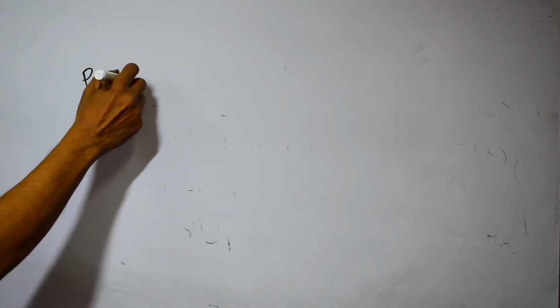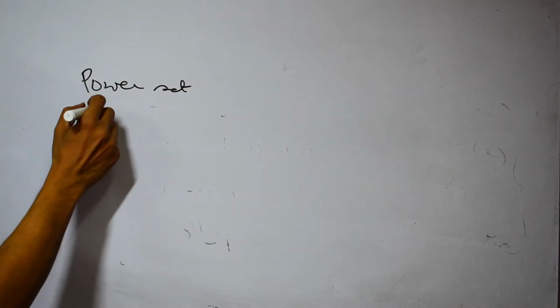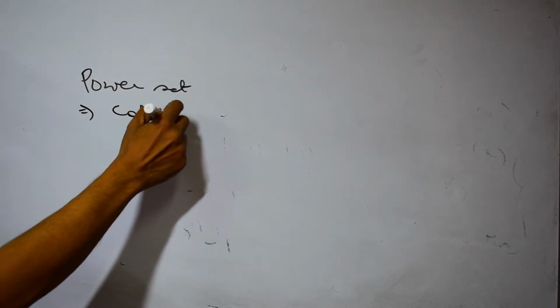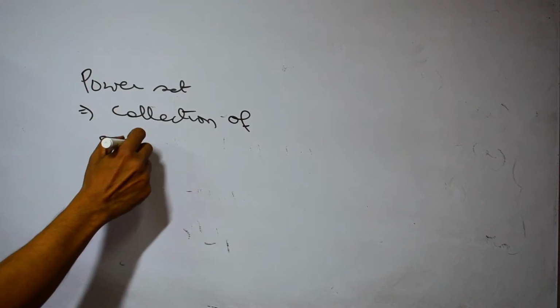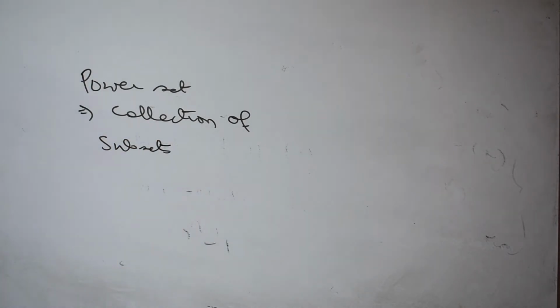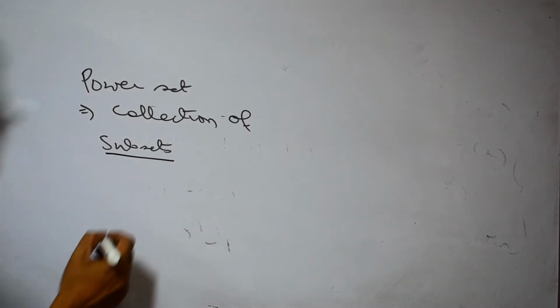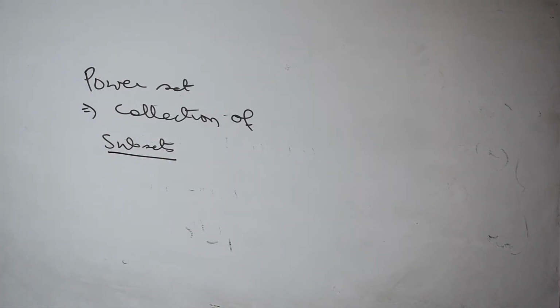We have another idea called power set. Power set means the collection of all subsets. That means if we write all the subsets of a set, subsets meaning parts of a set, and collect them together, that is called the power set.